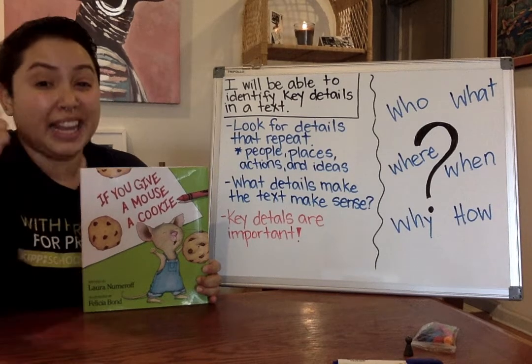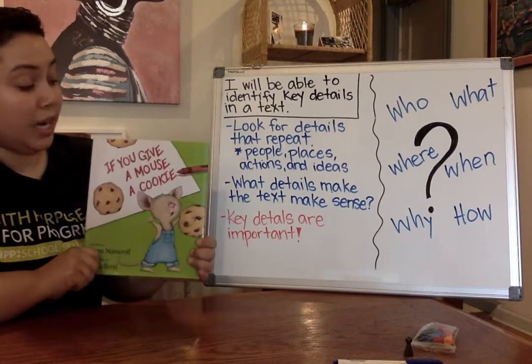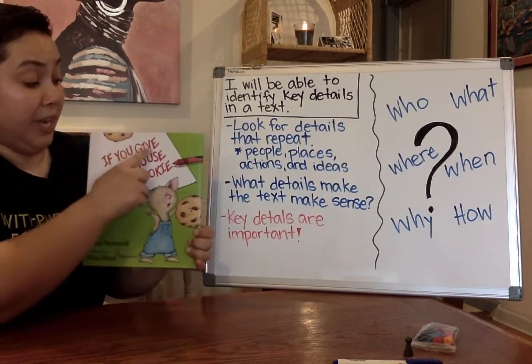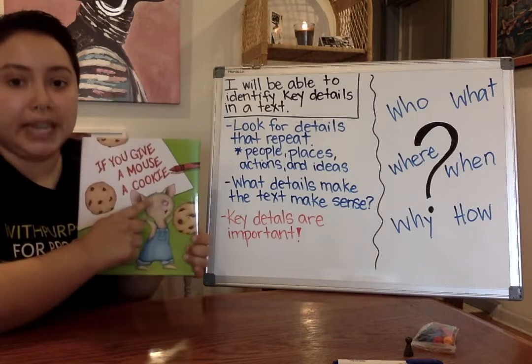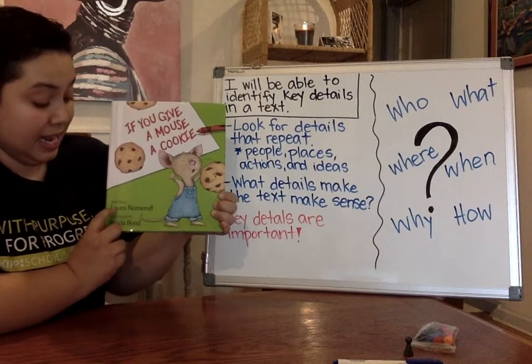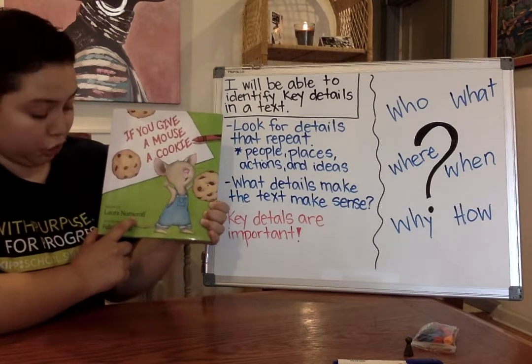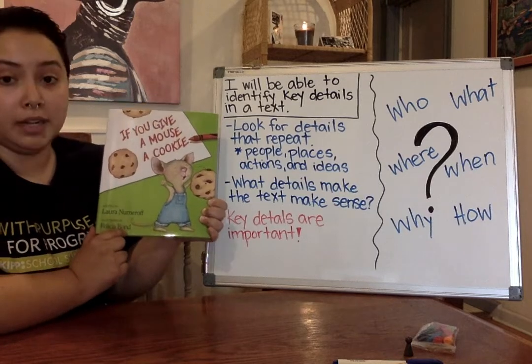Now, all you need is just your brain. The title of our story is If You Give a Mouse a Cookie. And I see our author's name, Laura Numeroff, and it was illustrated by Felicia Bond.